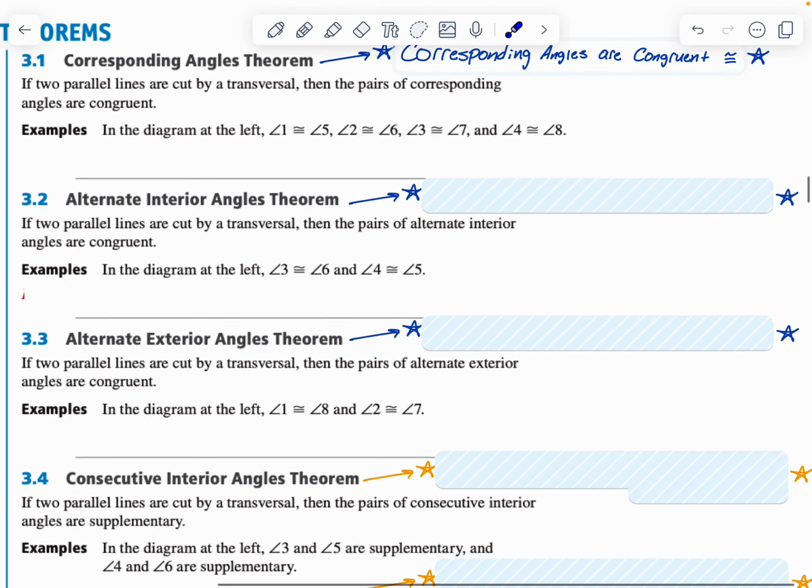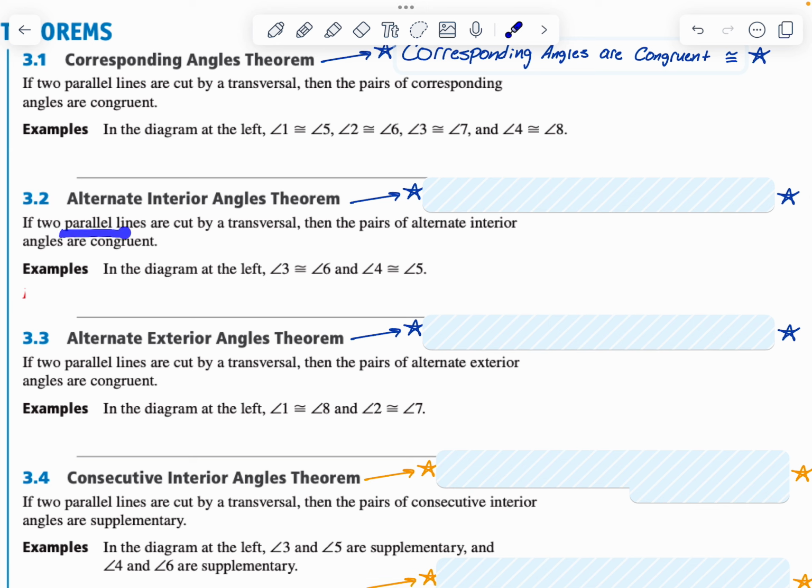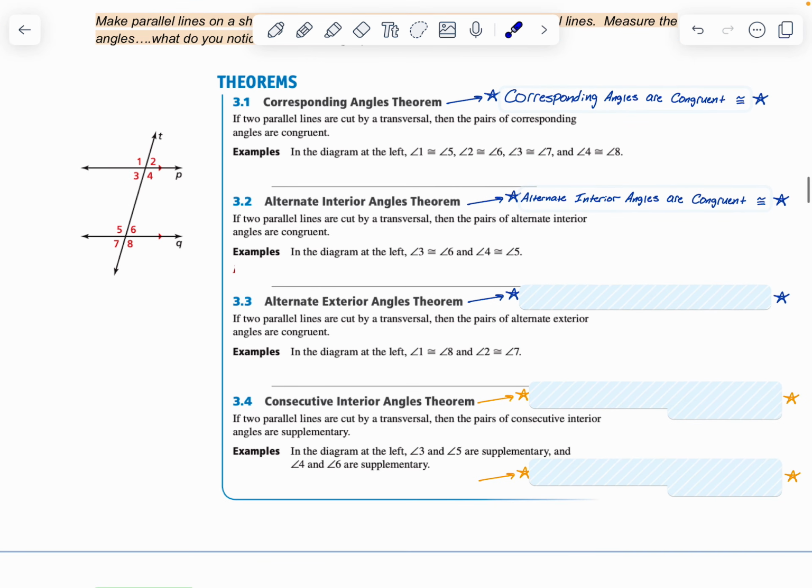Alternate interior angles. If 2 parallel lines are cut by a transversal, the pairs of alternate interior angles are congruent. Alternate interior angles are congruent. So I have angles 3 and 6 and angles 4 and 5. So let's just say that angle 3 was 70 degrees. What would angle 6 have to be? Well, it also has to be 70 degrees. Right? They have to be congruent. And it would be the same for 5 and 4.